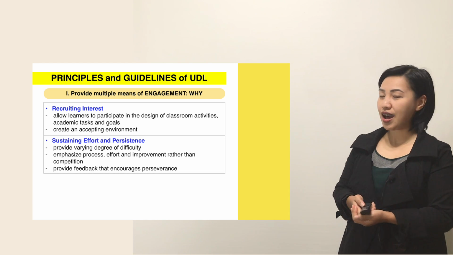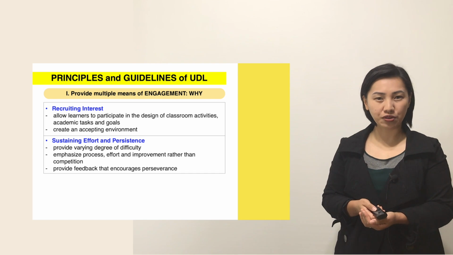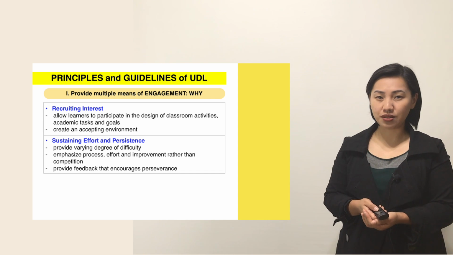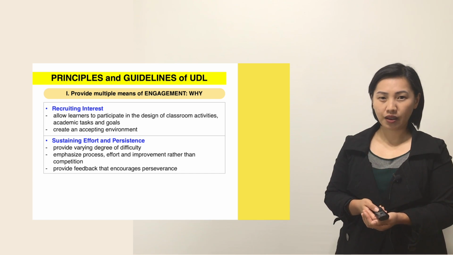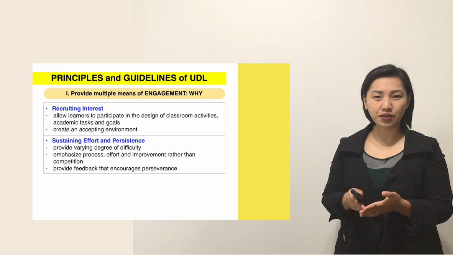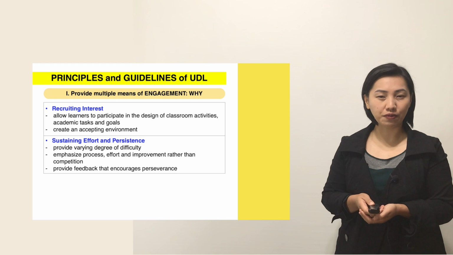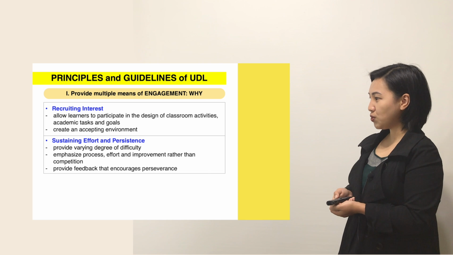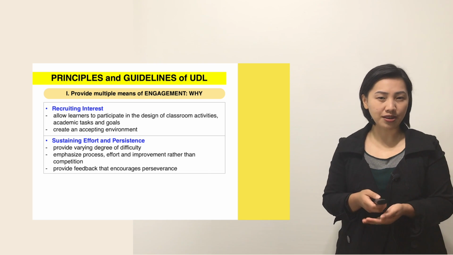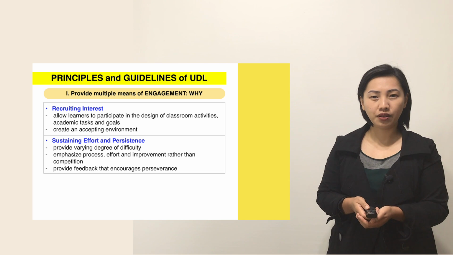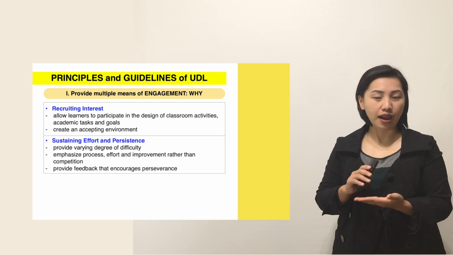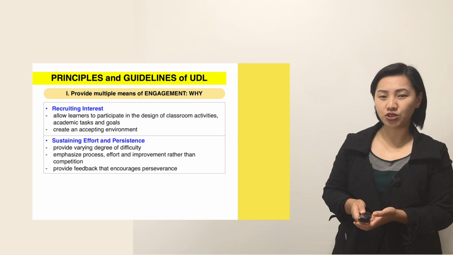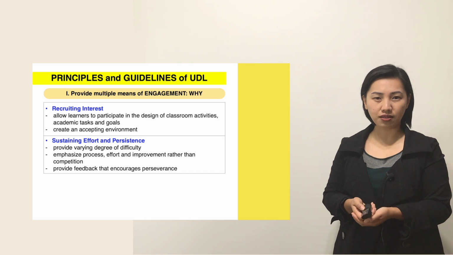Next, how do we encourage their effort and persistence? First suggestion, we provide activities with different degrees of difficulty. As we mentioned earlier, our students have different levels of abilities in one factor or one skill. So some students might want to do an easier task because it's a little difficult for them. Some would want to do an average type, and some learners might want to do something challenging because they can do it with their skills.